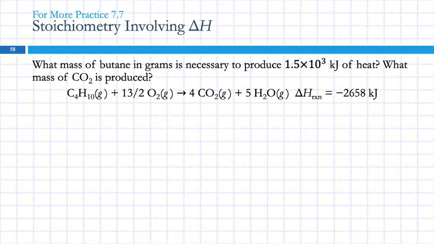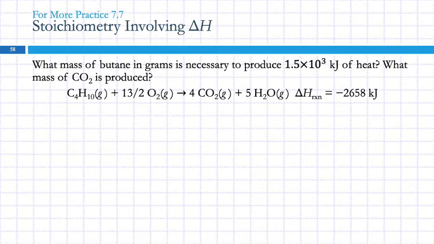So that was finding the heat when a certain amount of substance reacted. This is saying we need a certain amount of energy. How much butane do we need to burn to get that? What mass in grams of butane is necessary to produce 1.5 times 10 to the third kilojoules of heat? And then another question, what mass of CO2 is produced?